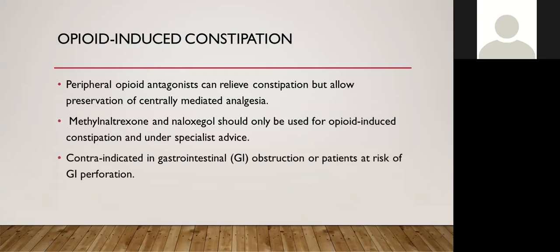Next slide. One word on opioid-induced constipation, just 2 slides. How do you manage that? Use peripheral opioid antagonists to relieve the constipation, but that doesn't affect the pain. So we've got methylnaltrexone and naloxegol, which are licensed for opioid-induced constipation only under specialist advice. It's contraindicated in patients with GI obstruction or at risk of GI perforation.